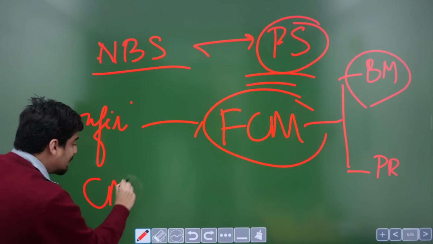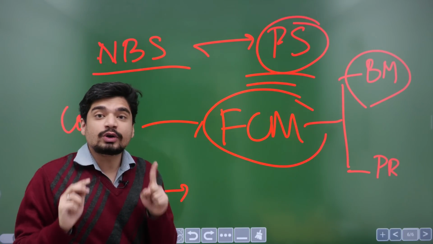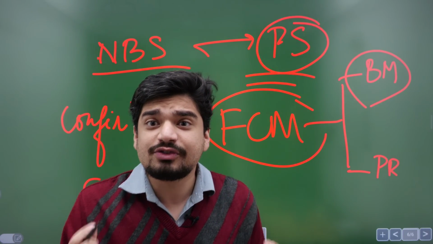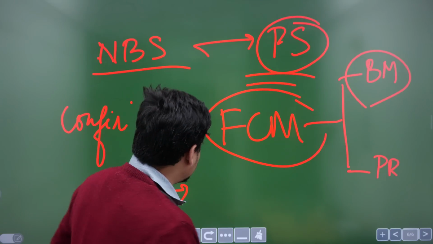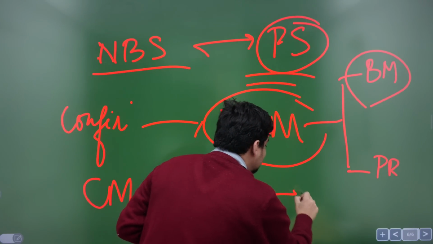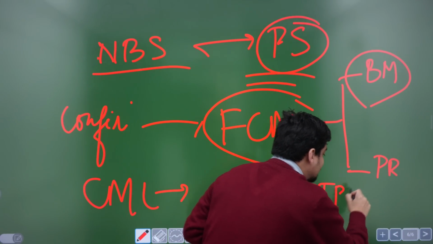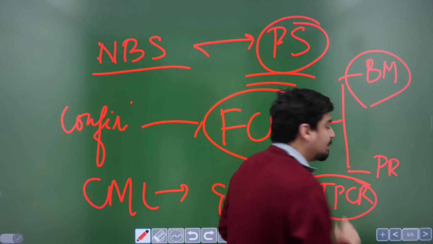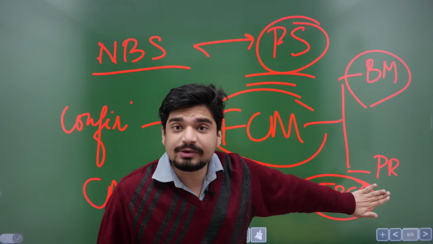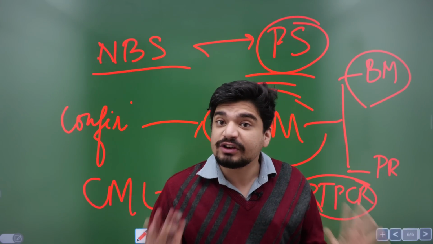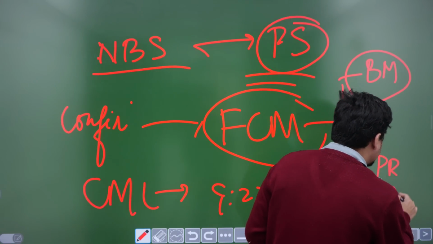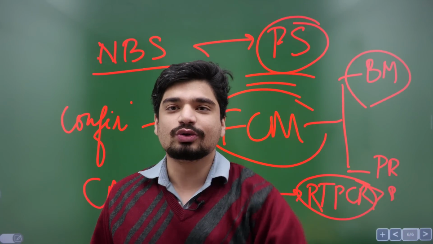Next, CML. For CML, we don't want flow cytometry. We want to confirm whether it is 9;22. Now this 9;22 detection is done best with the help of RT-PCR. It detects in almost 100% cases. FISH detects in 85% cases, so RT-PCR is a better option as compared to FISH. If RT-PCR is not given, choose FISH.